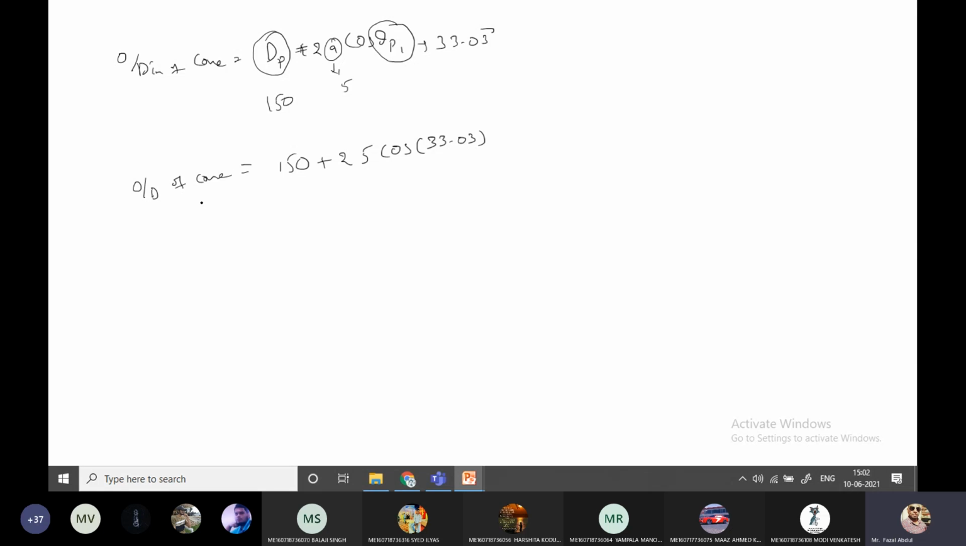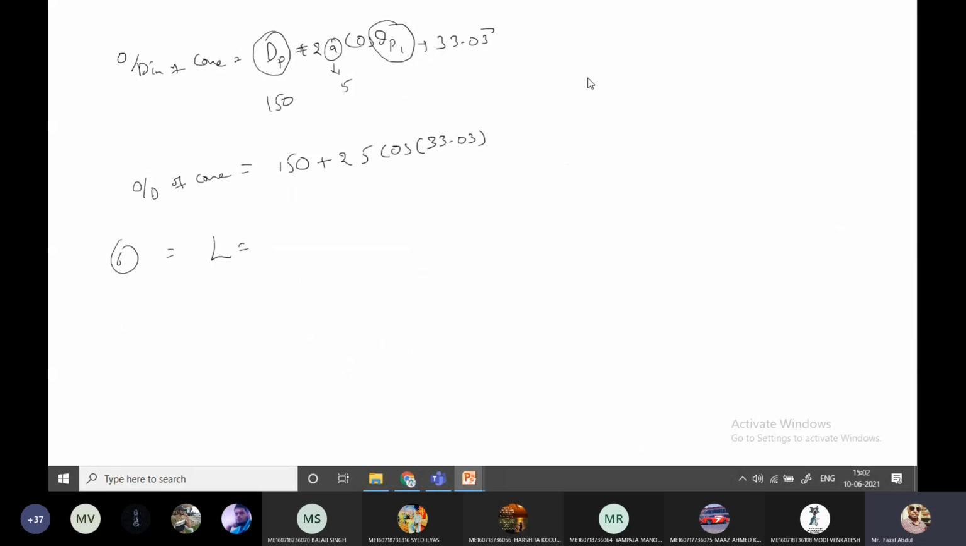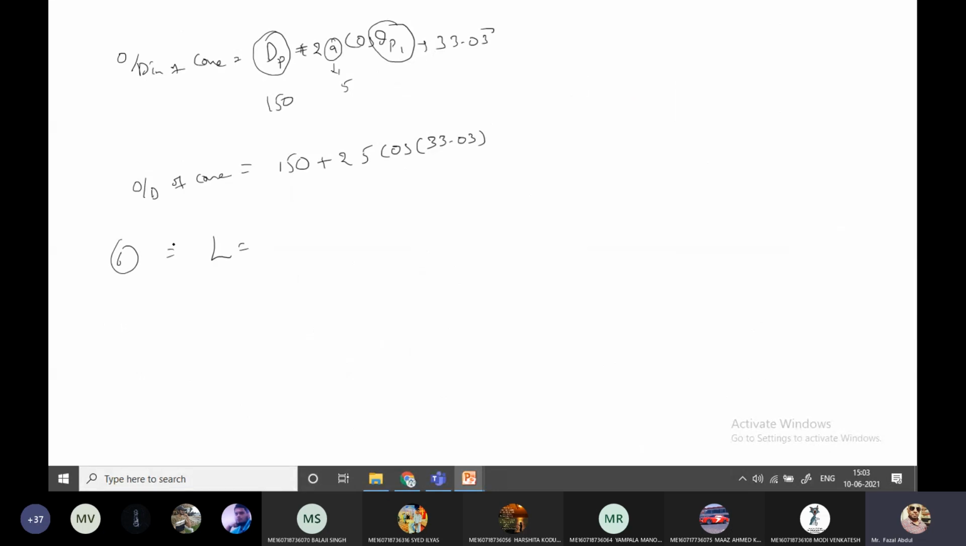Now what is the next question? Slant height, sixth question. Slant height, capital L, is equal to the relation we already got. L value, how much did we get? 27.72 module, and module as 5 we got.